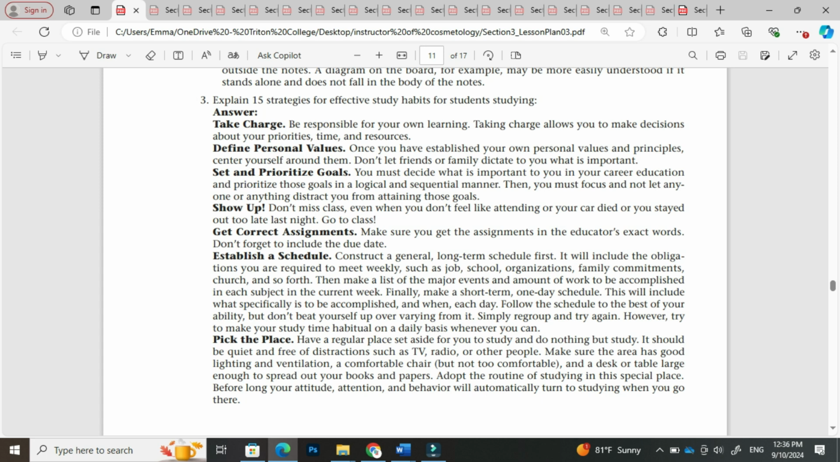Adopt the routine of studying in this special space. Before long, your attitude, attention, and behavior will automatically turn to studying when you go there.